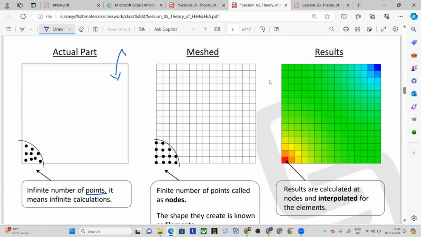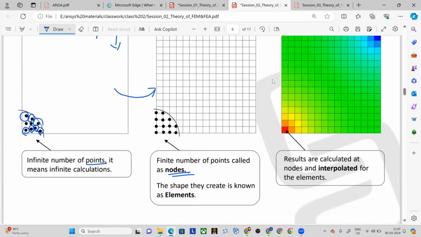Now it is impossible for me to do the calculation at this point, and this point. Let's say our aim is to find the stress for this particular 2D sheet metal. Then I will not be able to compute the stress for an infinite number of points, right? So that's why I have to convert this into a finite number of points. That is called nodes. Now, how will you arrive at those nodes? You require something called shape. The shapes which are created using the nodes are called elements.